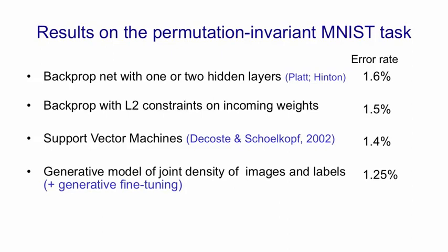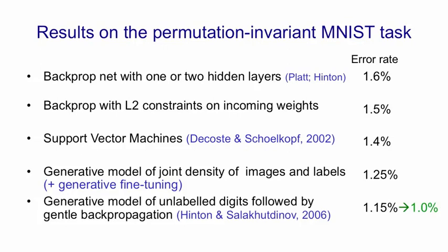If you train a stack of Boltzmann machines and simply put a 10-way softmax on top and fine-tune it, you can get to 1.15%, and with more fiddling around, you can get that down to about 1%. So you can do a lot better than standard backpropagation, and also better than support vector machines, by using generative pre-training followed by discriminative fine-tuning.